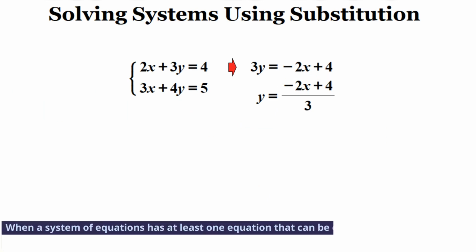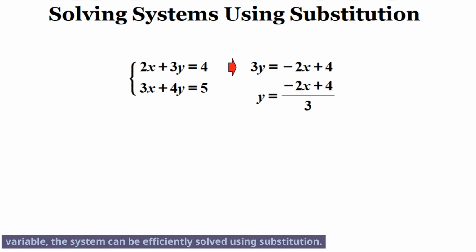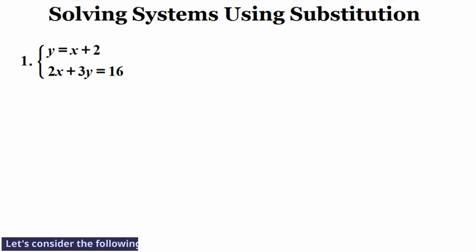When a system of equations has at least one equation that can be easily solved for a variable, the system can be efficiently solved using substitution. Let's consider the following examples.